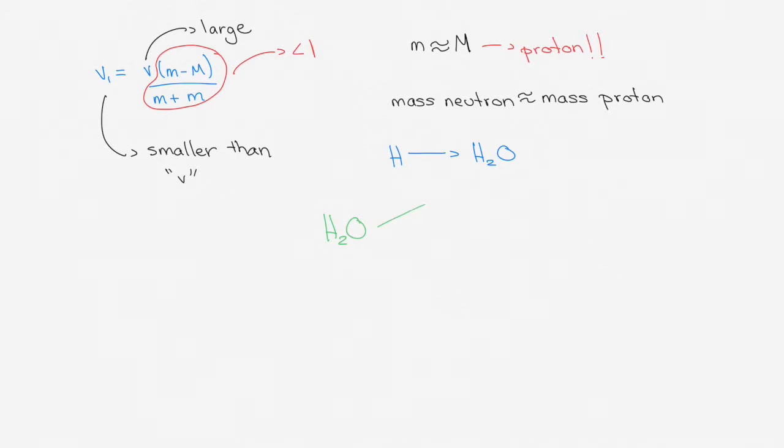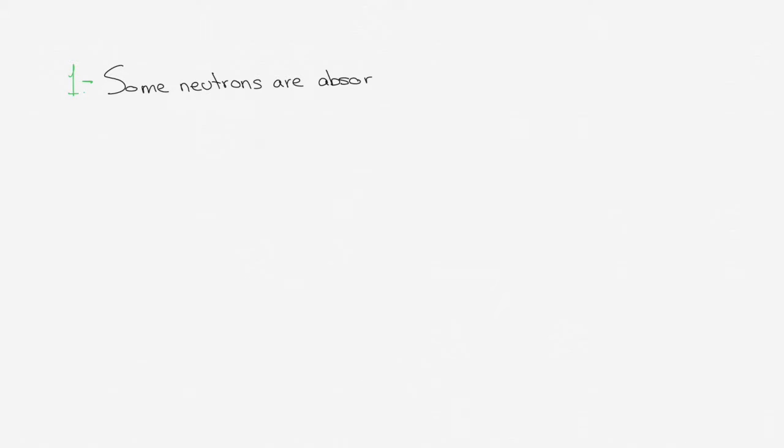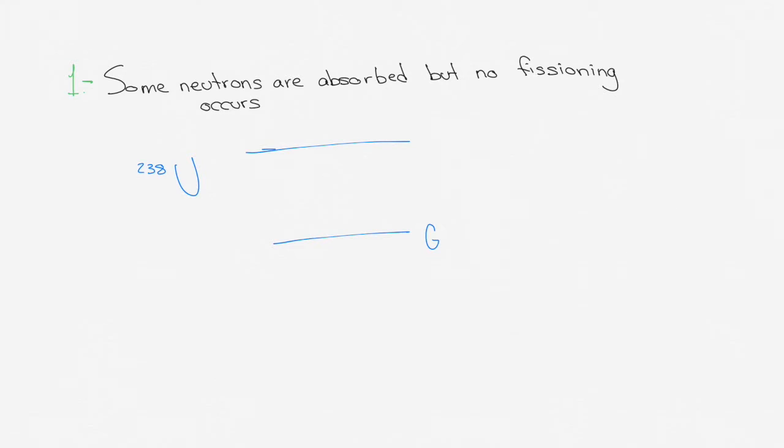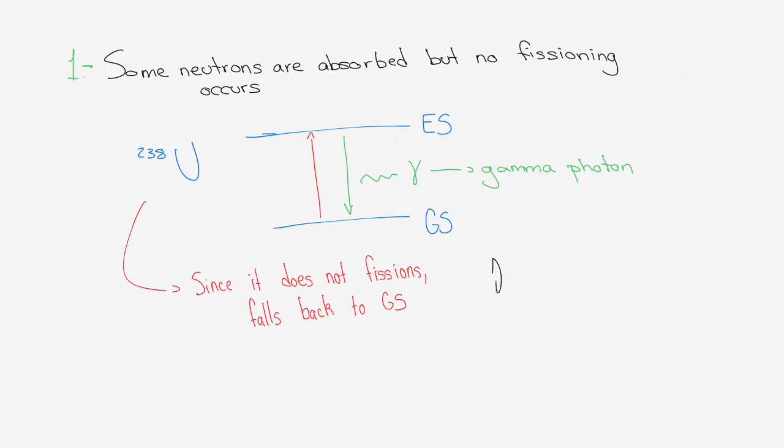Luckily, our coolant also acts as a moderator, as it allows the neutrons to slow down. To solve our second issue, nature will help. The first thing it helps us with is uranium-238. Uranium-238 absorbs some neutrons, but no fission takes place. Since it does not fission from its excited state, it will fall back to its ground state, emitting a gamma photon. Eta is then the proportion that survives not being absorbed.